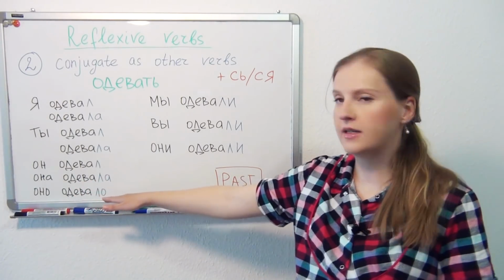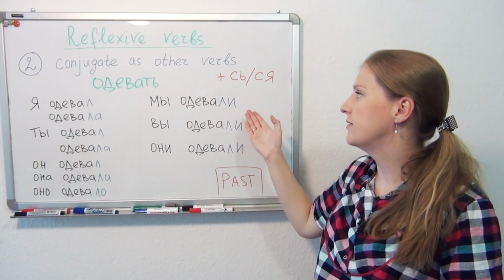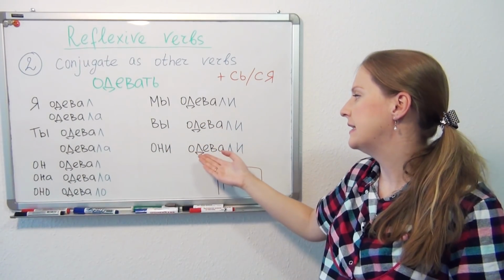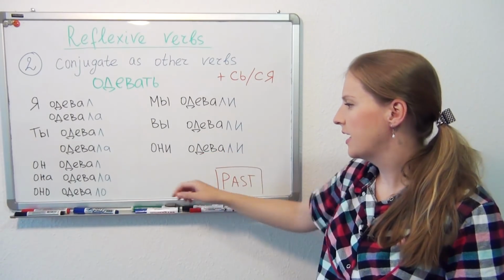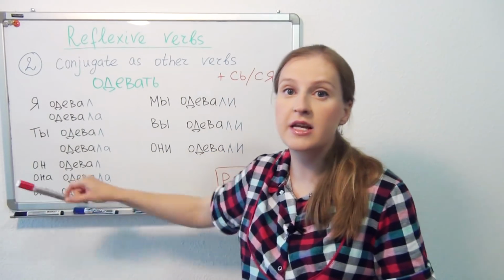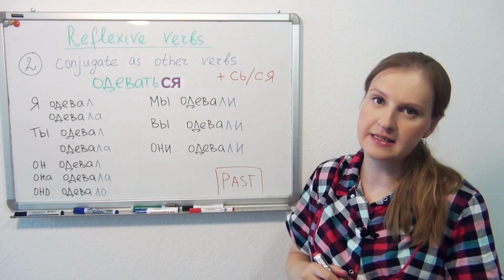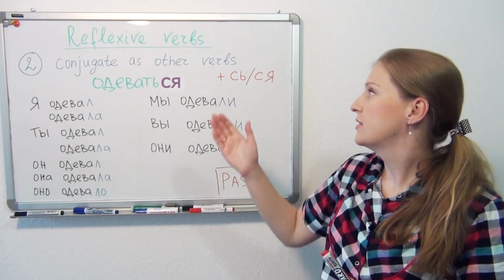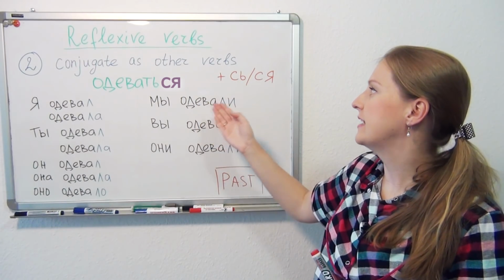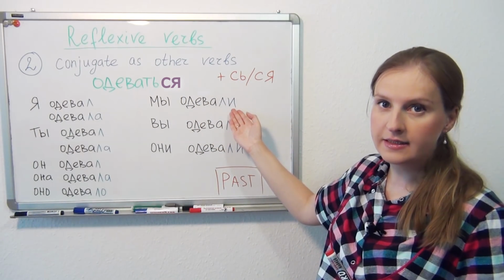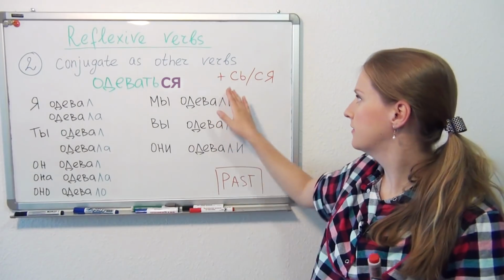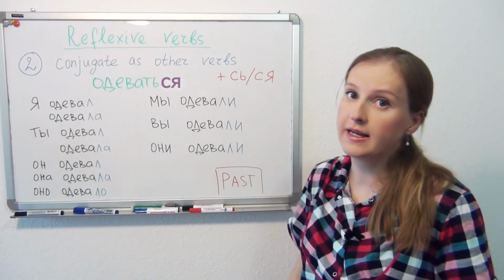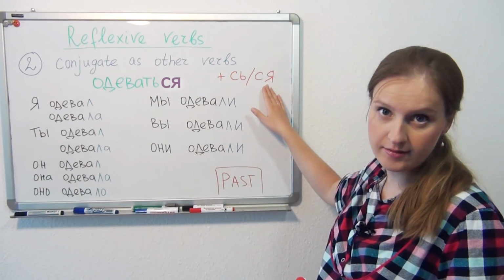Оно одевало. Мы одевали. Вы одевали. Они одевали. And now let's conjugate the verb одеваться in the past, the reflexive verb. So when the form ends in a vowel, for example, а, we should add сь. When the form ends in a consonant or the soft sign, we should add ся.